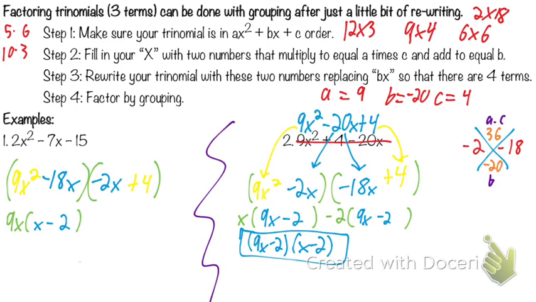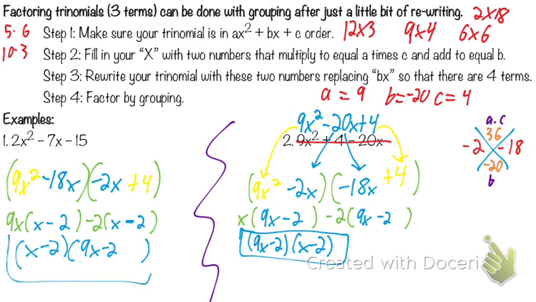Now, what's negative 2x plus 4? What are they going to have in common? A negative 2. And what's left in the parentheses? X minus 2, because we took out a negative. Tricky. Now, inside the parentheses, are these still the same? Yeah. So we pull that out in front. And our other parenthesis is 9x minus 2. So what's the only thing that's different? They're flip-flopped. That's it.